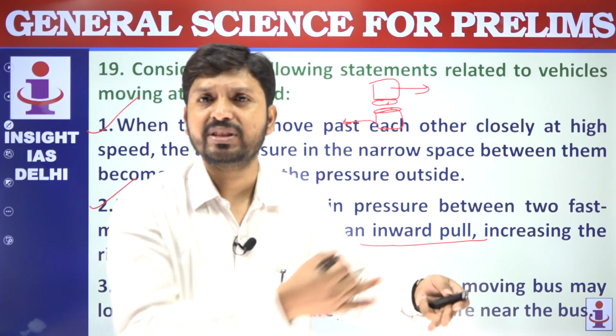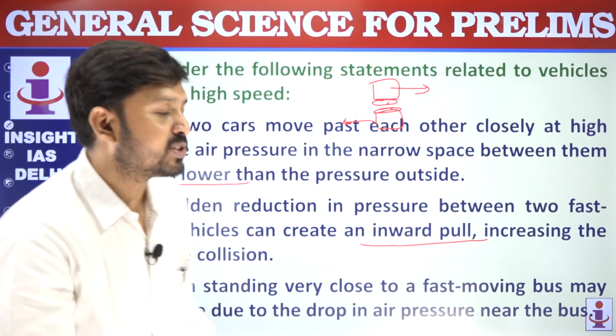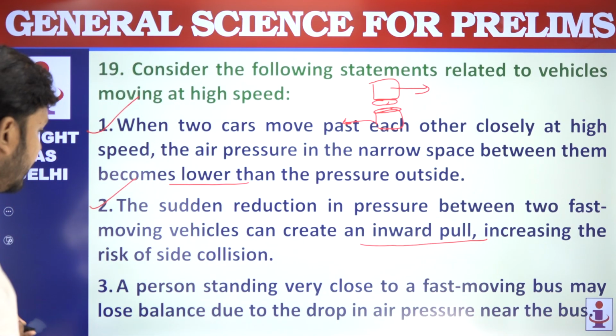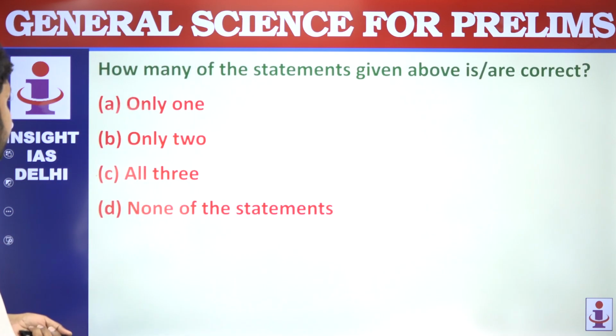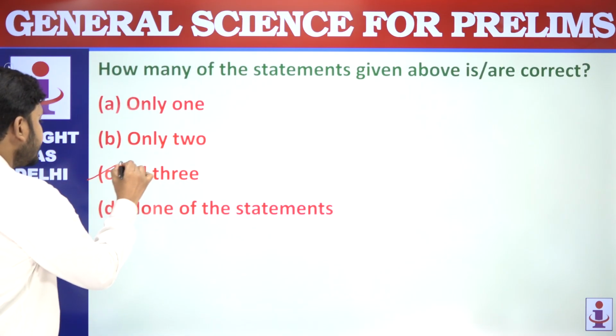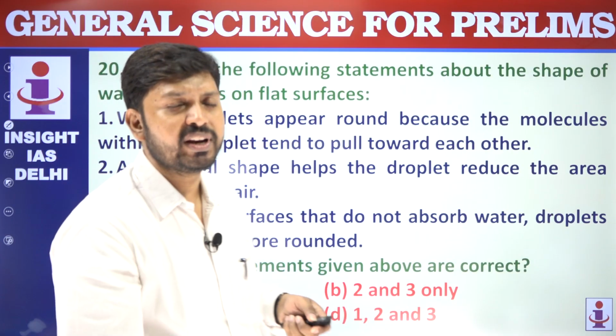Same at the metro station also, they draw a line and say don't cross this line when the metro is coming, because it will try to drag us towards it. So yeah, this is also a right statement. Let's see what they have asked: correct statements. All three are correct, so it is there in C. Right, so let's go to the next question. Consider the following statements about the shape of a water droplet on a flat surface. This is also a very common thing.